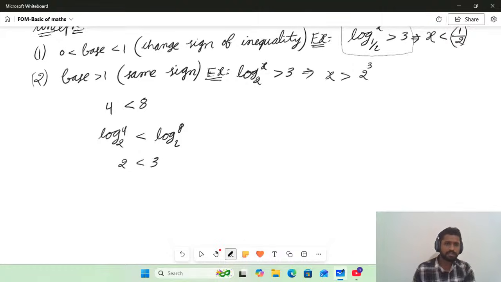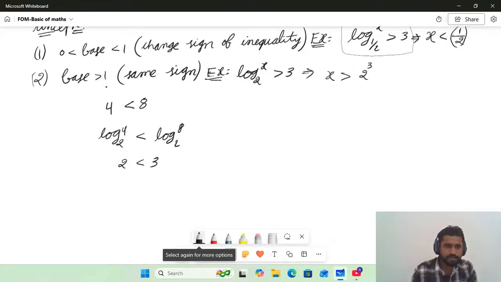So we considered 4 less than 8, and we applied a log with base greater than 1 for this inequality. Again we got 2 is less than 3. So the sign of the inequality here is less than, and here also it is less than only. The sign of the inequality is not changed here. So this is the first case, where the base is greater than 1.